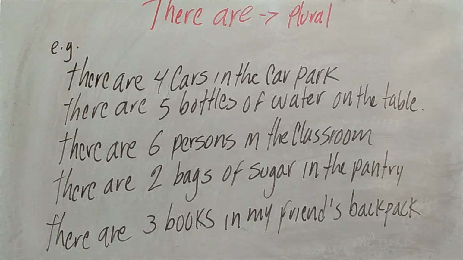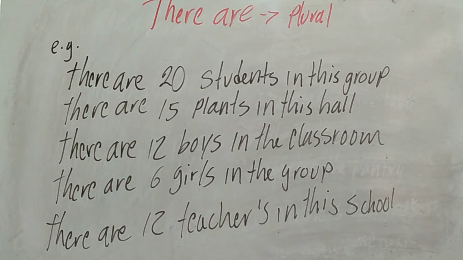Ok, here we have a little more examples. It says, there are 20 students in this group. There are 15 plants in this hall. There are 12 boys in the classroom. There are 6 girls in this group. There are 12 teachers in this school, right?